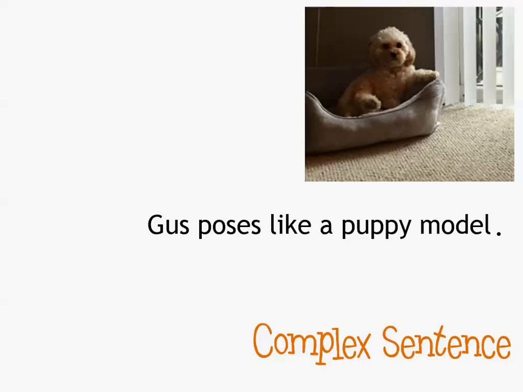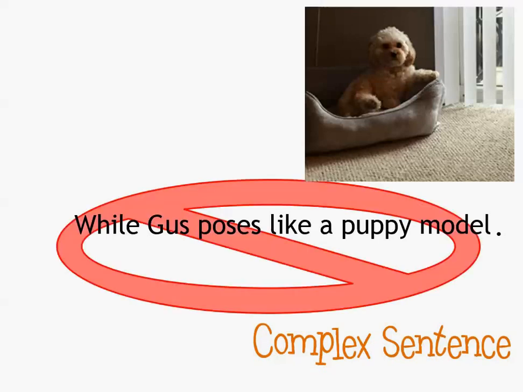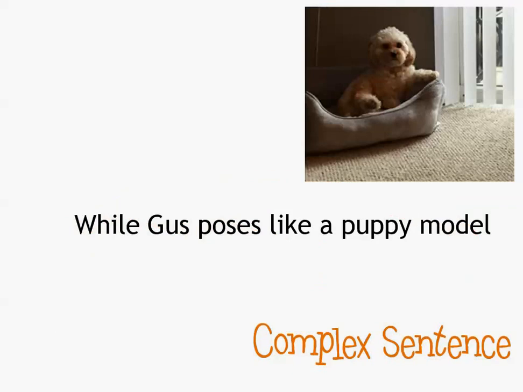So Gus poses like a puppy model. Independent clause. But when we add that subordinating conjunction while, we now have turned that independent clause dependent. While Gus poses like a puppy model. Again, what happens? Not a full sentence. To make it a full sentence, we need to add what? That's right, an independent clause. So while Gus poses like a puppy model, I take pictures of him. That clause, I take pictures of him, is independent, so that completes our sentence.